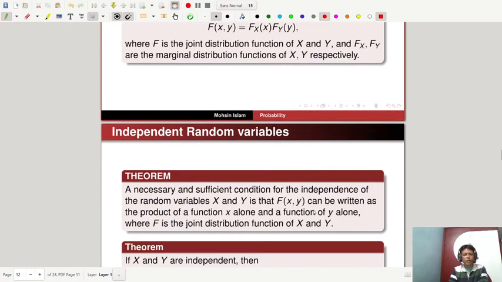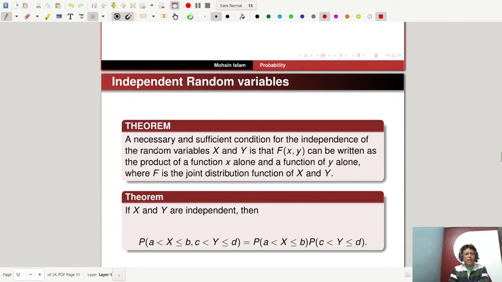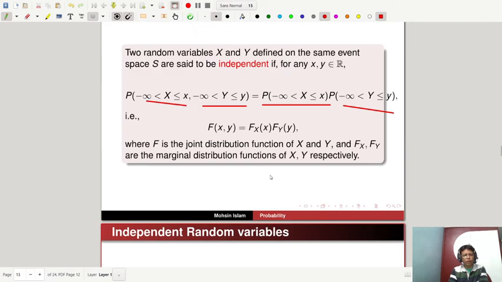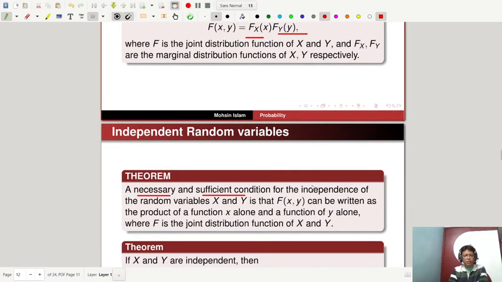Okay. So there is a theorem. What is the necessary and sufficient condition for the independence of the random variables x and y? It is that Fxy can be written as the product of a function of x alone and a function of y alone, where F is the joint distribution function of x and y. So if you write Fxy as a product of Fx(x) and Fy(y), then x and y are independent random variables.